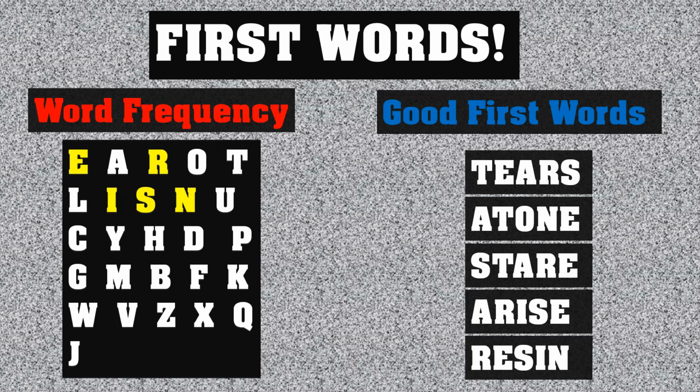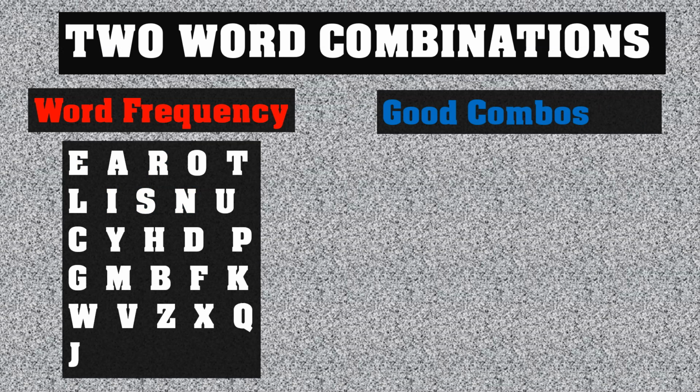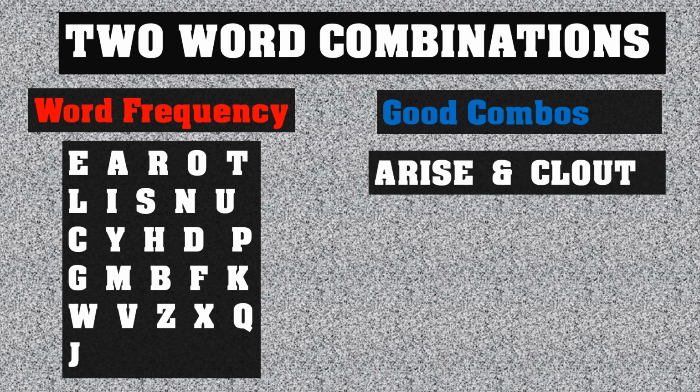Now let's look at word combinations. This whole thing is going to basically look very similar from here on out. Good combinations of 2 words should have most of your letters in the first 2 rows. So here's one example, arise and clout. Notice when we do this, we do have to spread out the vowels a little bit more to try and make 2 words, and you'll see that as a pattern as we move along.